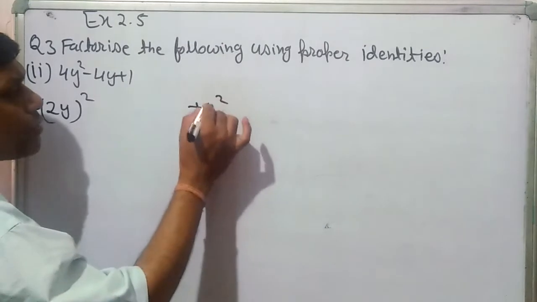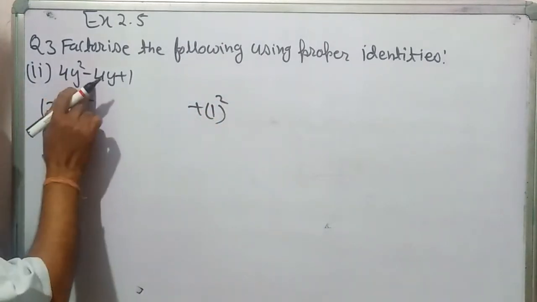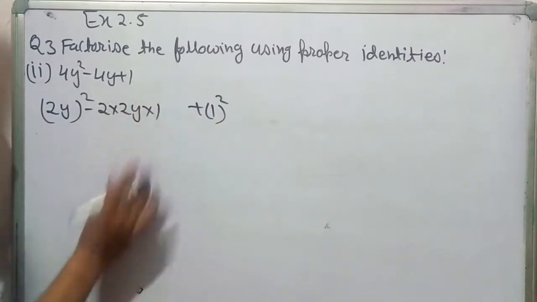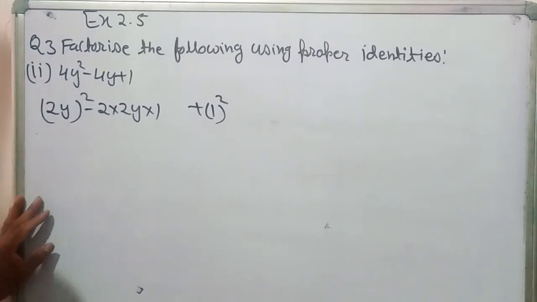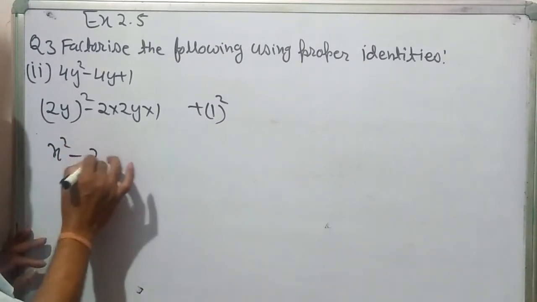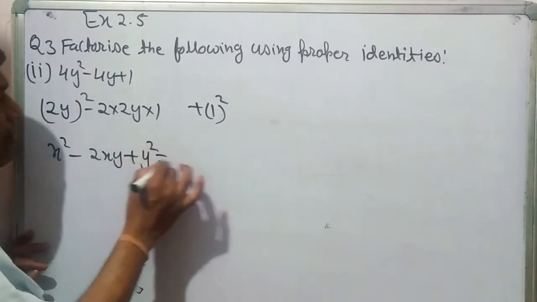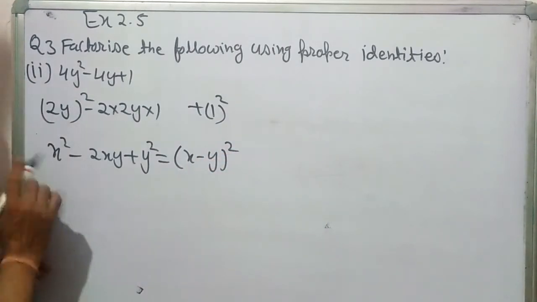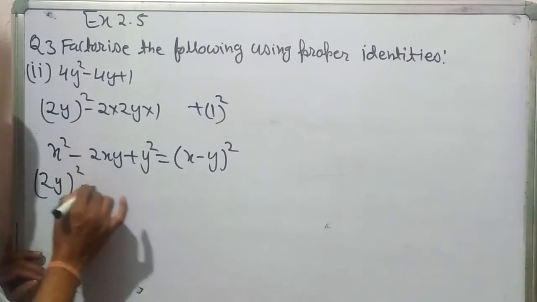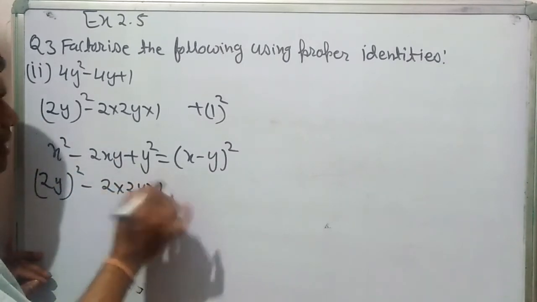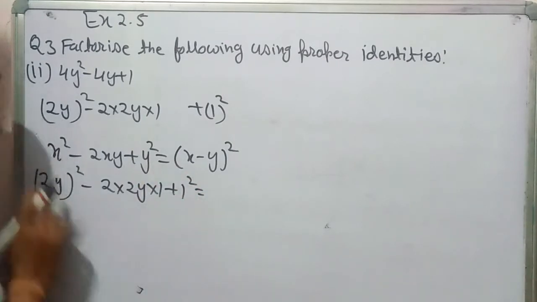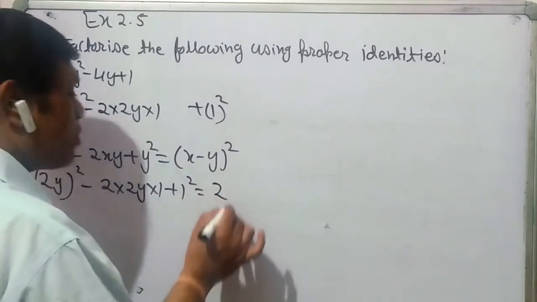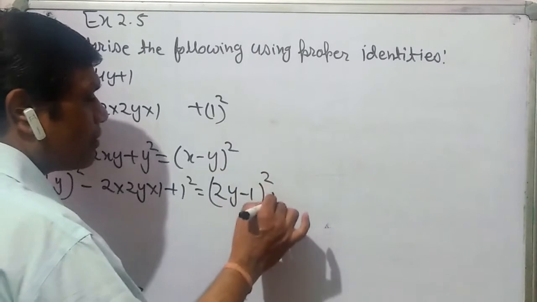1 is a square of 1. The middle part is with a subtraction, which is 2 multiplied twice by multiplied 1. So it is of the form x square minus twice xy plus y square, which we know is x minus y whole square. So we convert this as 2y square minus 2 multiplied twice y multiplied 1 plus 1 square. Identify what is x? 2y. What is y? 1. So it should be twice y minus 1 whole square.